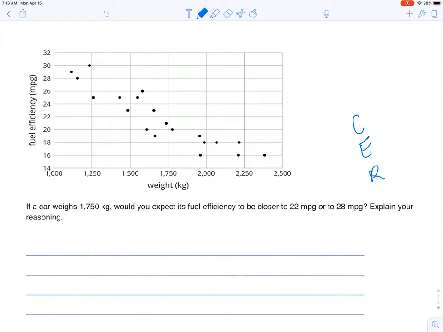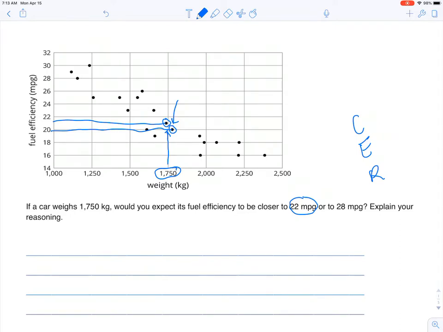All right, hopefully you guys chose closer to 22 miles per gallon. If we look on the graph and look at 1,750 and go up, we have 2 points we're looking at. One is here and one is here. Your claim should be that it is closer to 22 miles per gallon if a car weighs 1,750 kilograms. And then your evidence should be these 2 points because those are the closest weight to 1,750. And if you look, one is about 21 miles per gallon and the other is about 20. So you should explain that in your evidence.